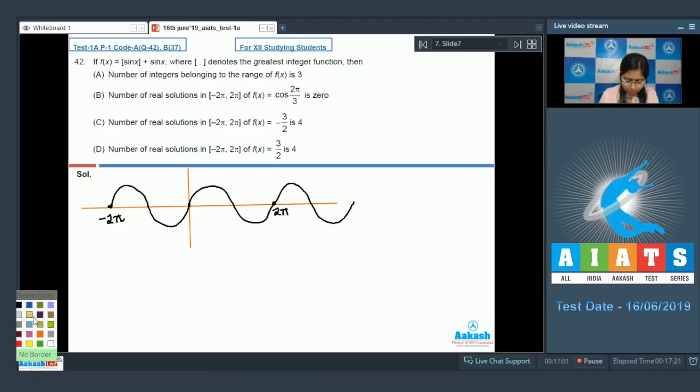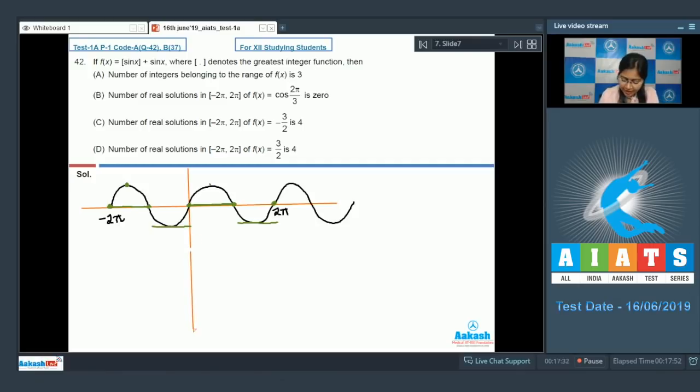Now let's talk about the graph of greatest integer of sine x. That will be equal to 0 here, except at pi by 2 where it will be 1. And here the values will be 0 and here it will be minus 1. And here it will also be minus 1, where at the endpoints it's 0. Here also it is 0, but at the midpoint it will be 1, right? So this is the graph of floor of sine x.